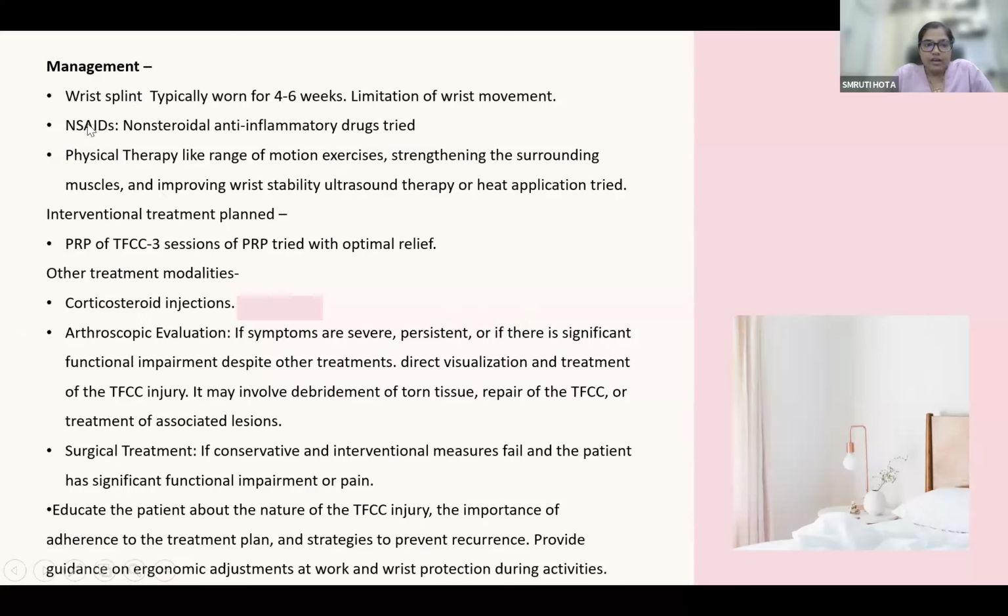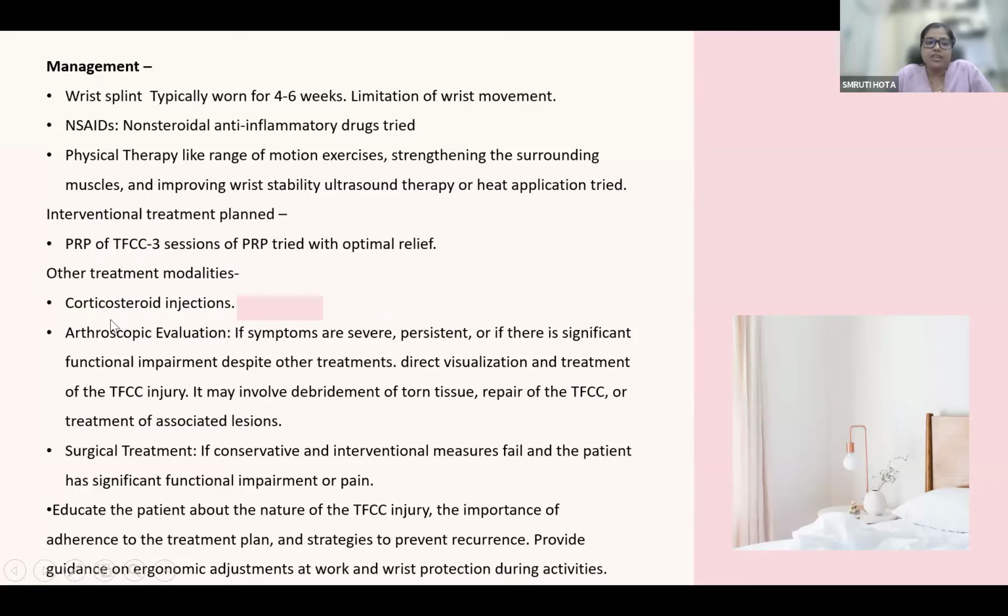Then rest, that means rest, then ice compression, then some non-steroid NSAIDs, then physiotherapy, then interventional treatment. Here also, this patient has taken PRP of TFCC. Usually 3 sessions of PRP are tried for optimal relief, and some other modalities have also been tried, like corticosteroid injections.